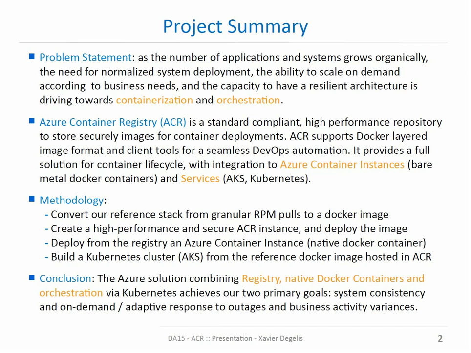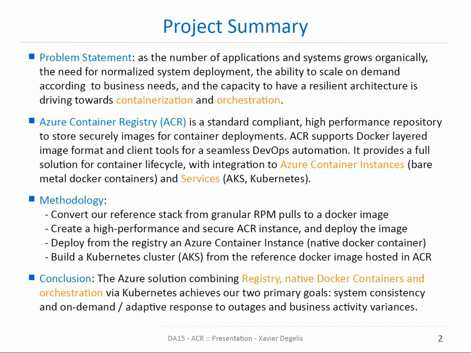First, convert our reference stack from a granular RPM pool to a Docker image. Second, create a high-performance and secure ACR instance and deploy the image. Third, deploy from the registry and Azure Container Instance, which is a native Docker container. Fourth, build a Kubernetes cluster, AKS, from the reference Docker image hosted in ACR.